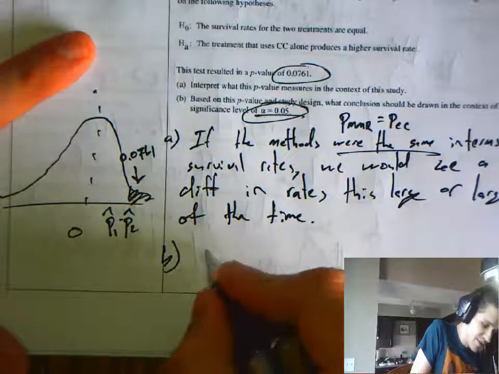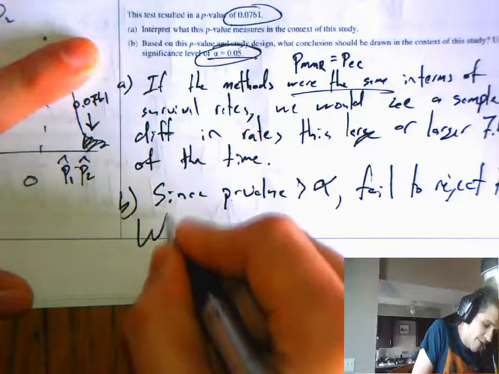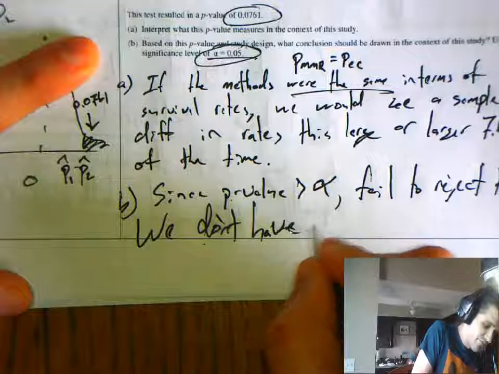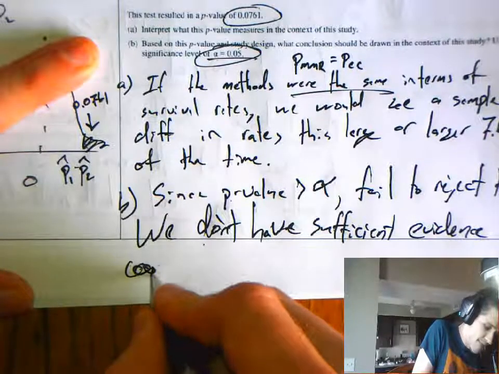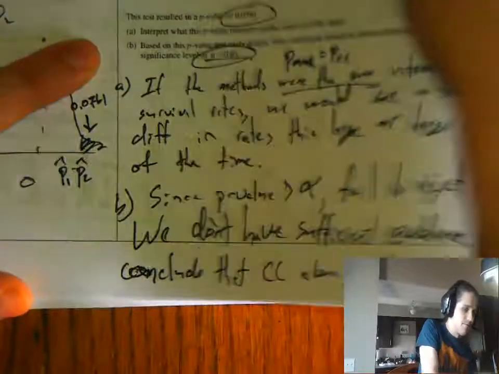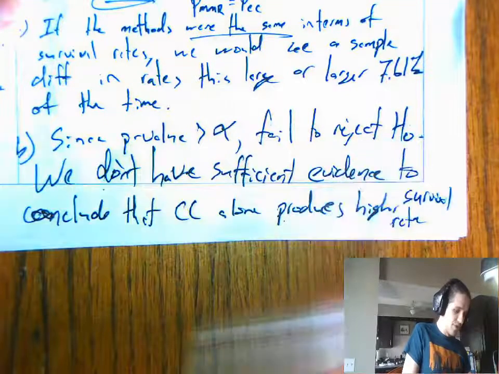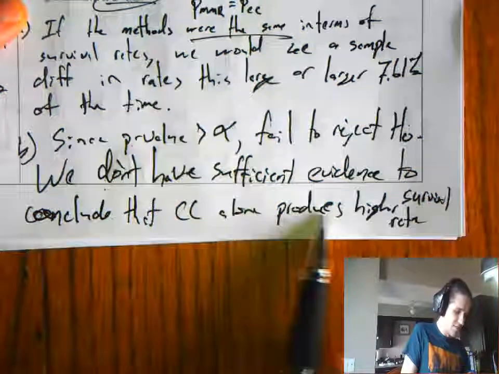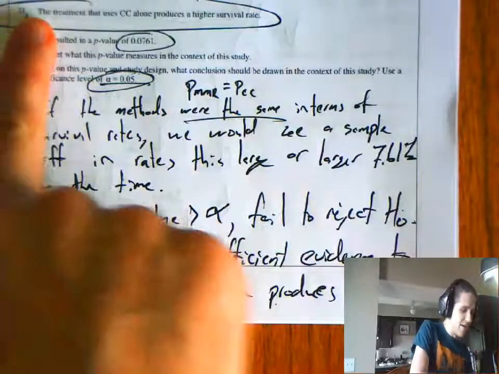We weren't out there. So B, since our p-value is greater than alpha, we fail to reject the null hypothesis. We don't have sufficient evidence to conclude that CC alone produces a higher survival rate. Since the p-value is greater than alpha, we fail to reject the H0. We don't have sufficient evidence to conclude that CC alone produces a higher survival rate. Where am I getting that? CC alone produces a higher survival rate. That is the Ha. I have just stolen the phrasing of the Ha and stuck it in the conclusion statement.